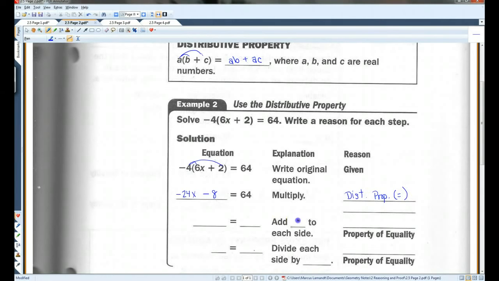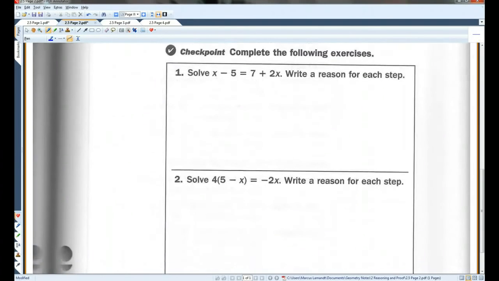Okay? Now I can add 8 to each side, so now I have negative 24x equals 72, because 64 plus 8 is 72. This is the addition property of equality. Now if you divide each side by negative 24, you're going to get x equals negative 3. This is the division property of equality. In this case, they wrote out property of equality for us. Alright, I'm going to let you guys try these two. Okay, let's go on to page 3.